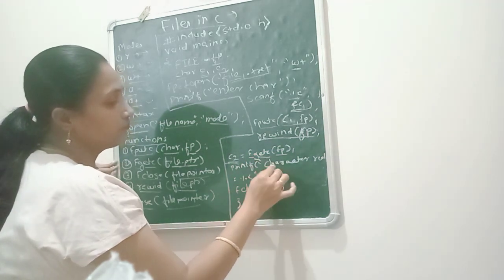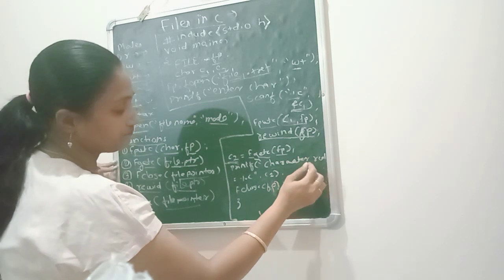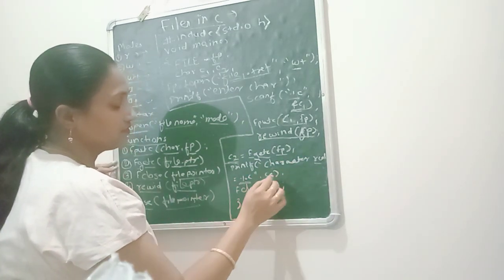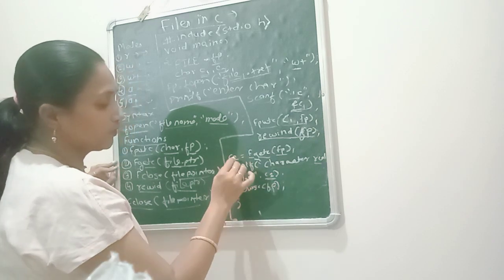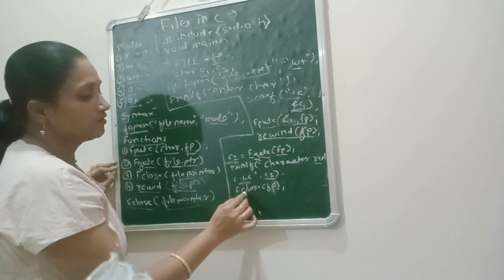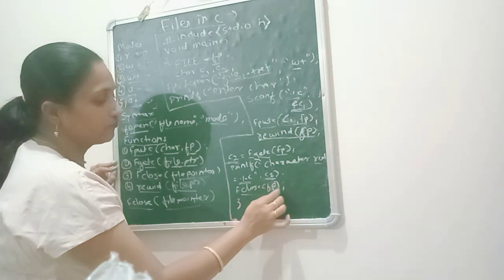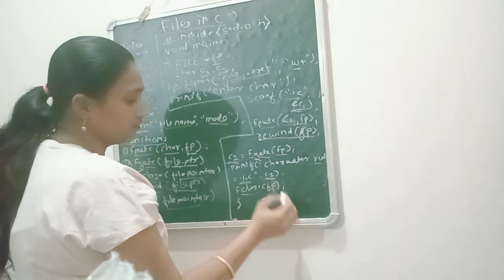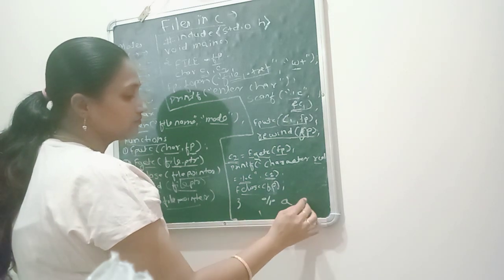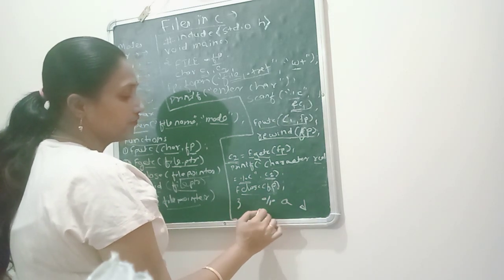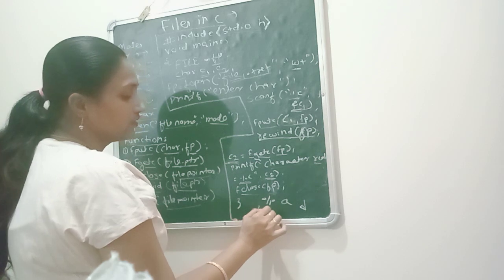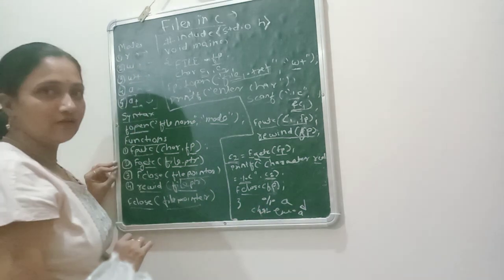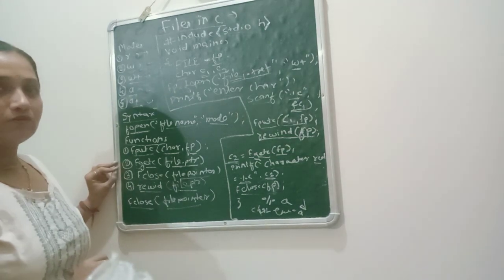Then printf, character entered is %c, c2, because we are reading it in c2. Now after this, fclose. Now output: it asks you to enter a character, if I enter A and press enter, it will display character entered is A. Okay, so this was the program for files in C.